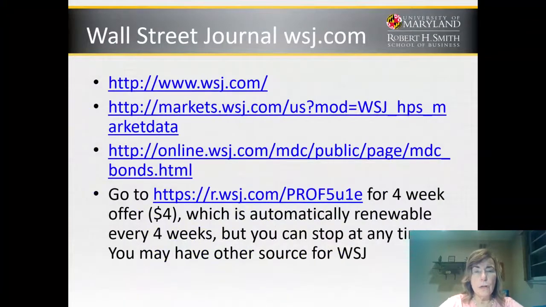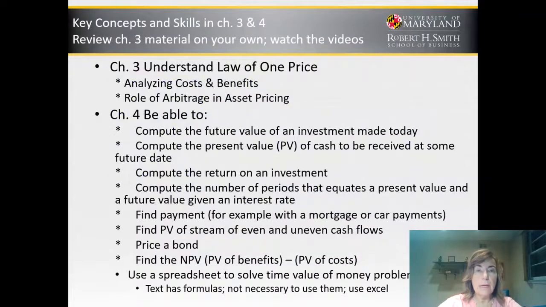I strongly recommend that you read the Wall Street Journal, and I've got a link for where you can get it at a student rate for 4 weeks, $4. You don't have to buy it through us if you have another source for the Wall Street Journal. Now, the textbook has 2 chapters related to time value of money. We have some videos related to chapter 3. I'm going to talk about just 2 concepts in there. I think you can manage this on your own.